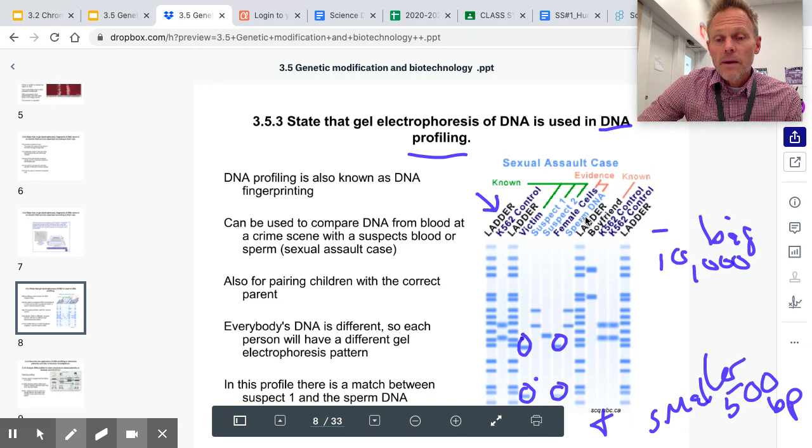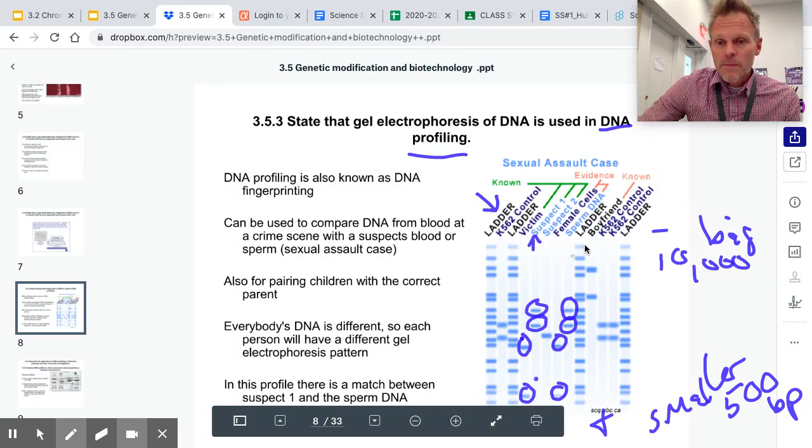Then we have some sperm that was left at the crime scene. So we collect the DNA from here, and when we did the PCR and ran it through the gel electrophoresis, it had a longer piece there and a shorter piece here. We can identify it from suspect number one. So right away, we can look at this gel electrophoresis and see that this woman was a victim of sexual assault by this suspect number one.